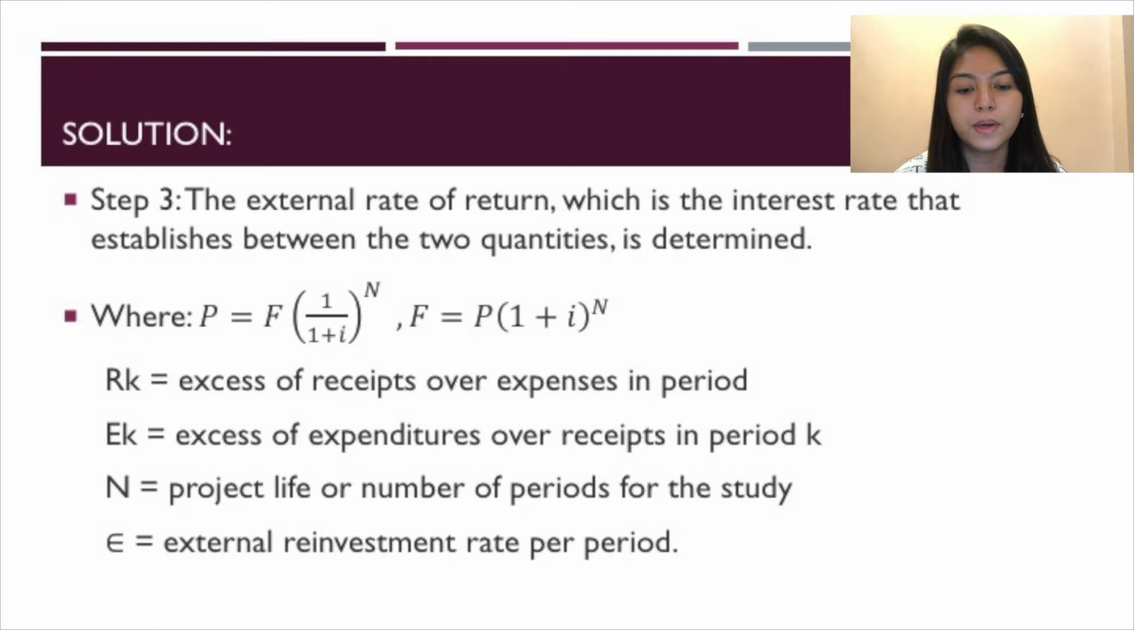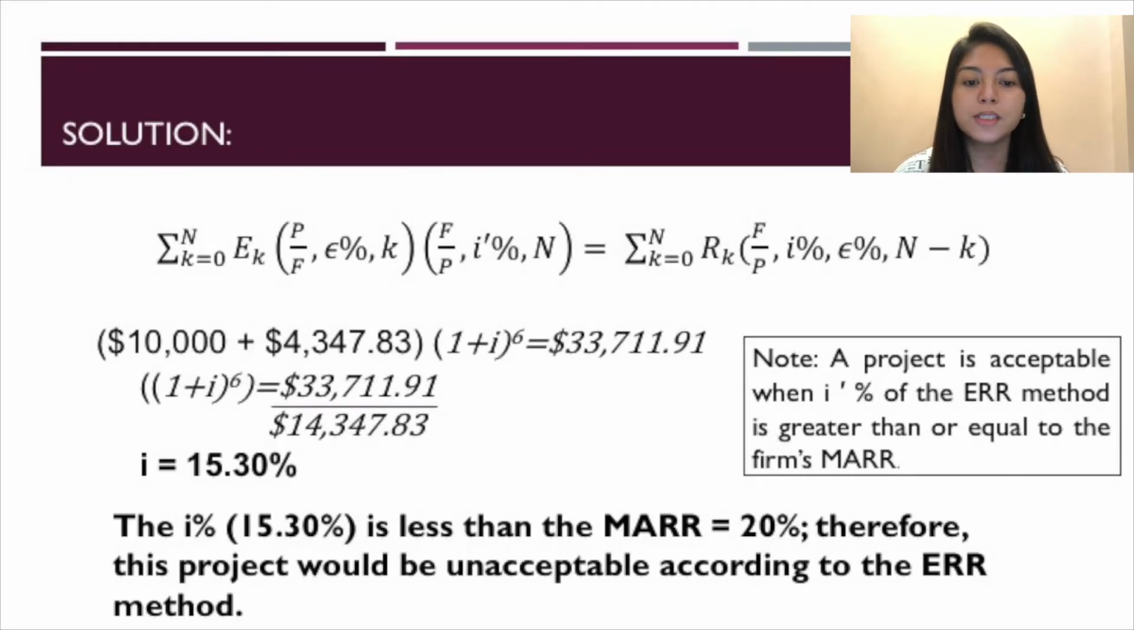Which means to say we have an R, here, that is the excess receipts over expenses in period, and EK, which is the excess expenditures over receipts in period K, and N will be the project life, or the number of periods for the study, and then E is the external reinvestment rate per period. Now from this formula, we just have to substitute each of the values that are given and that we have calculated.